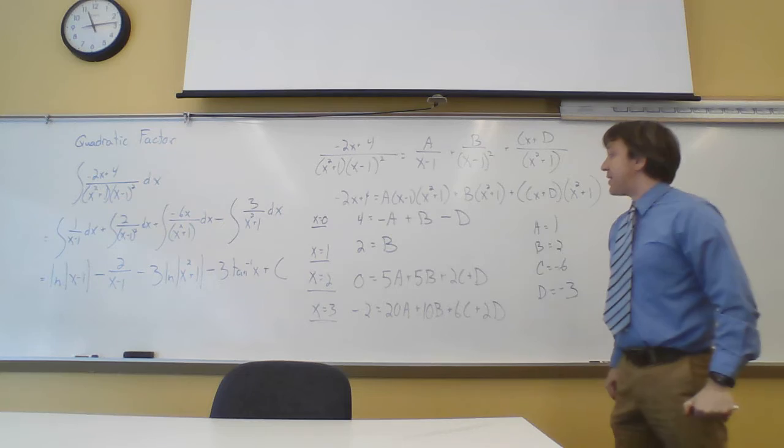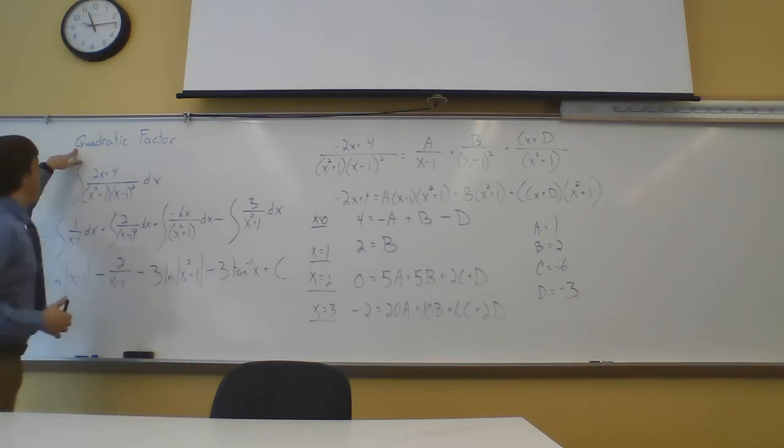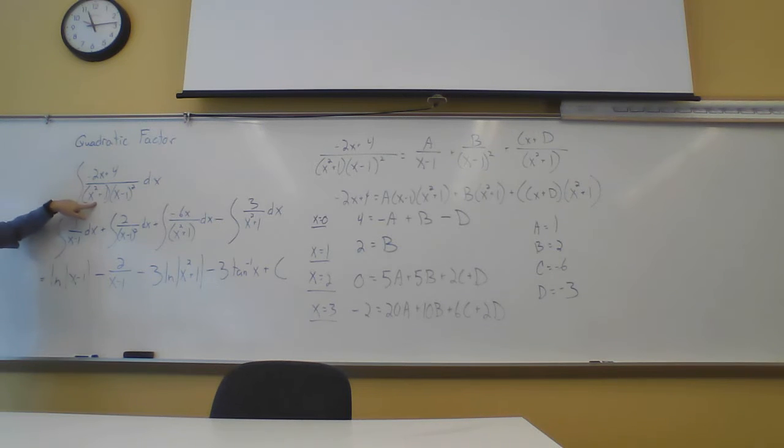All right, one last example. It's a doozy. This one has a quadratic factor. So you can see I have an x squared plus 1 term here in the denominator. So we have the integral of negative 2x plus 4 over x squared plus 1 times x minus 1 squared. So this has loads of fun.